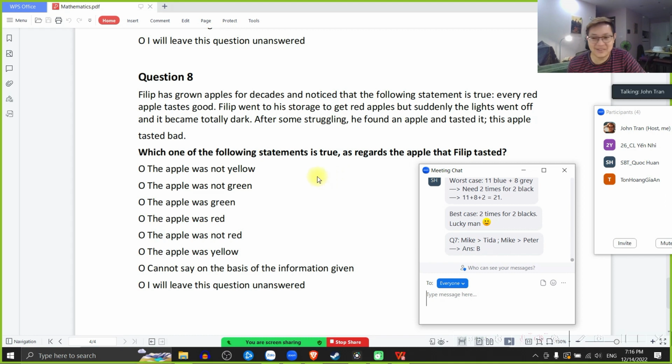It sounds like something in a horror movie. After some struggling, he found an apple and tasted it. This apple tasted bad.